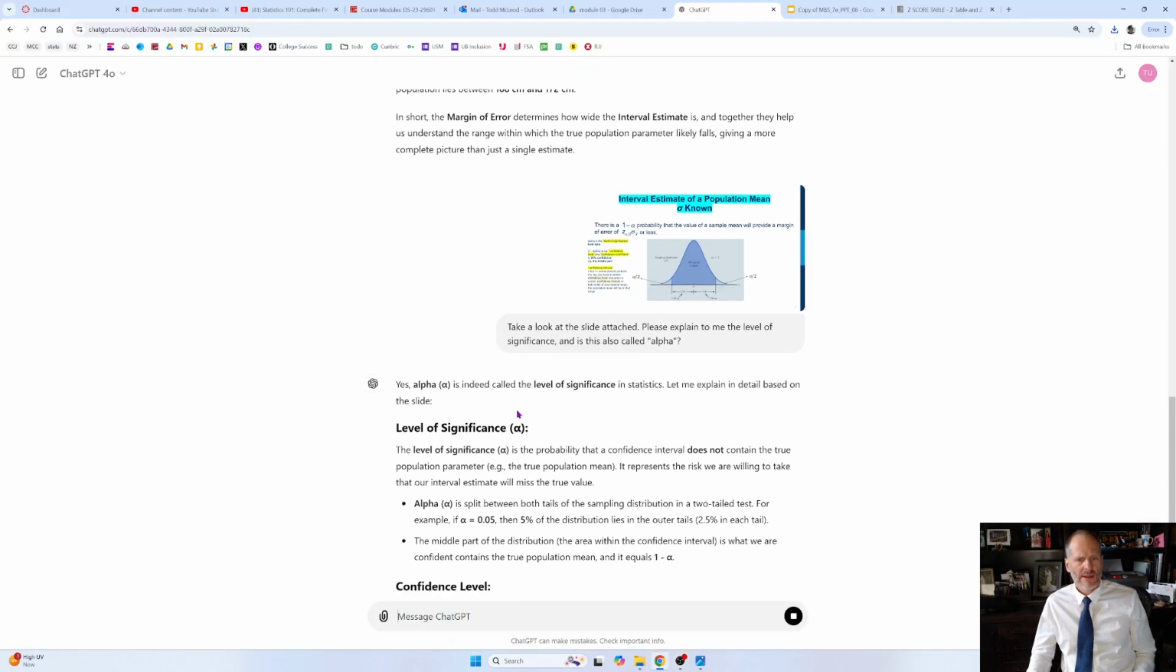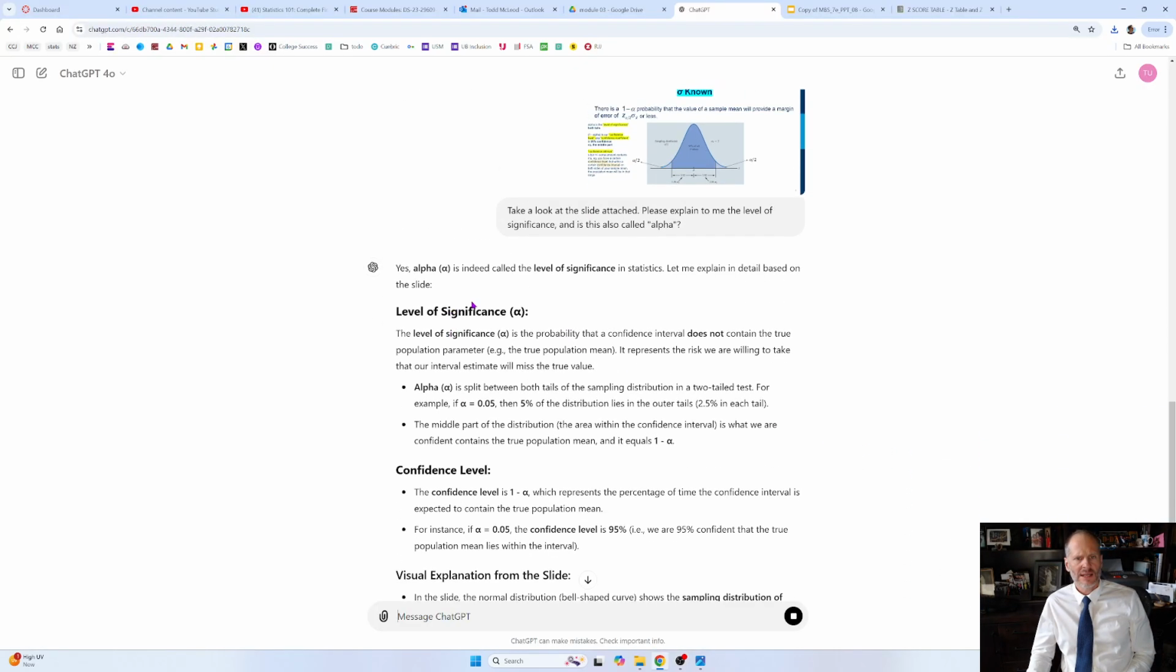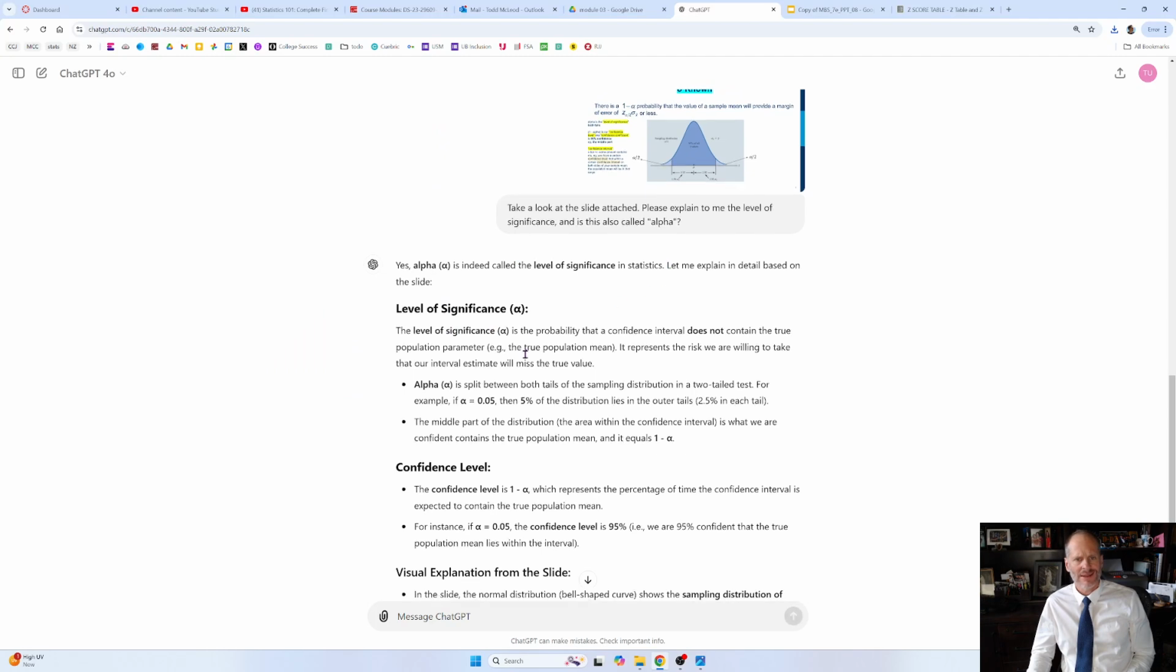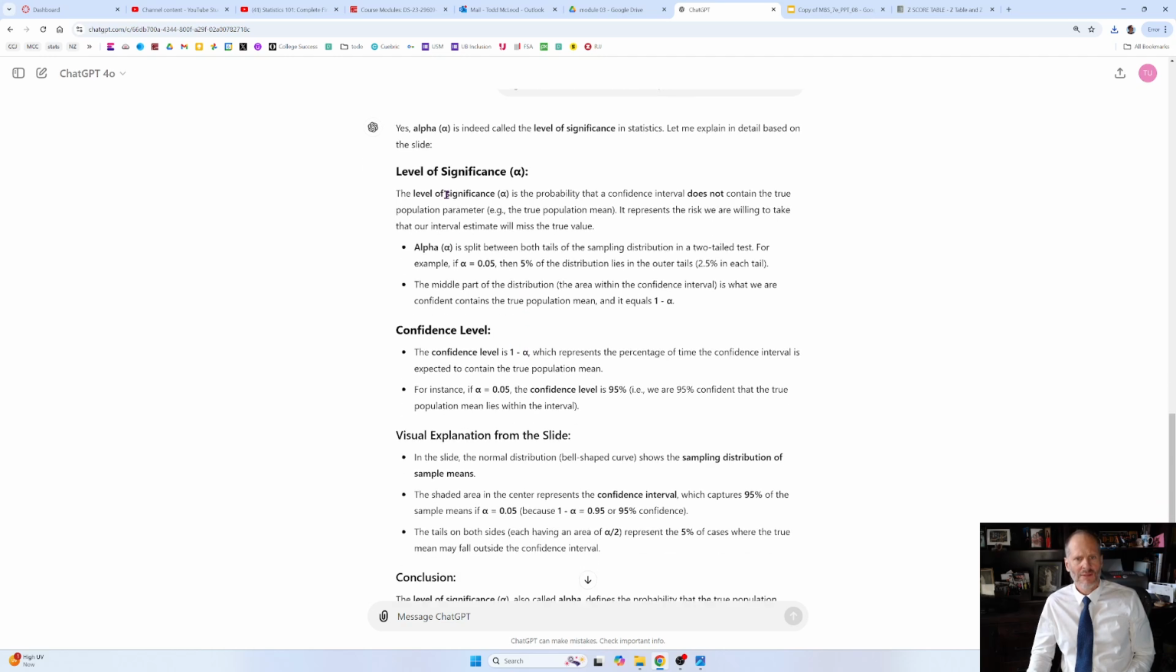That's great. The alpha, yes, alpha is indeed called the level of significance in statistics. Let me explain in detail based on the slide. The level of significance is the probability that a confidence interval does not contain the true population parameter. This is going to make sense in a second. E.g., for example, the true population mean, the population parameter, for example, the true population mean.